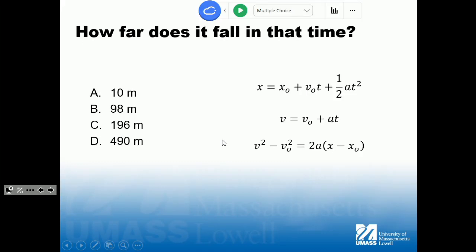So think about this question. It's actually asking you to tell me how far does something have to fall for it to be in free fall for 10 seconds? Which equation makes sense here?